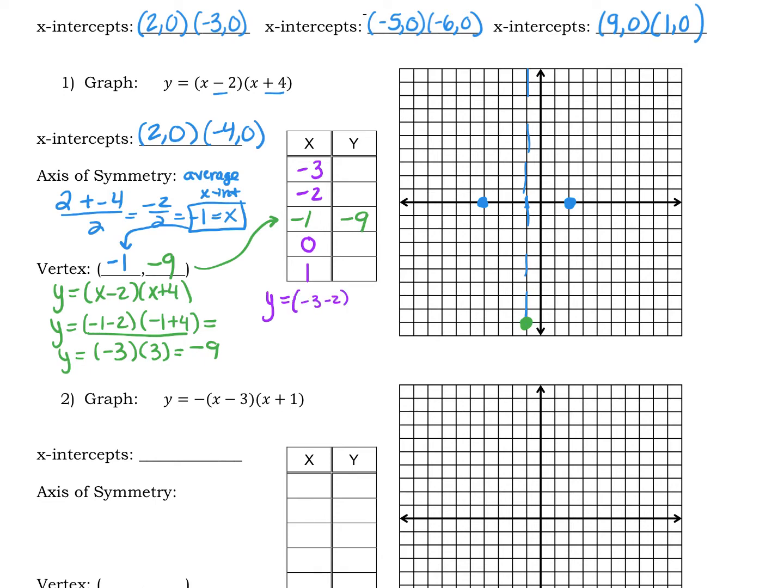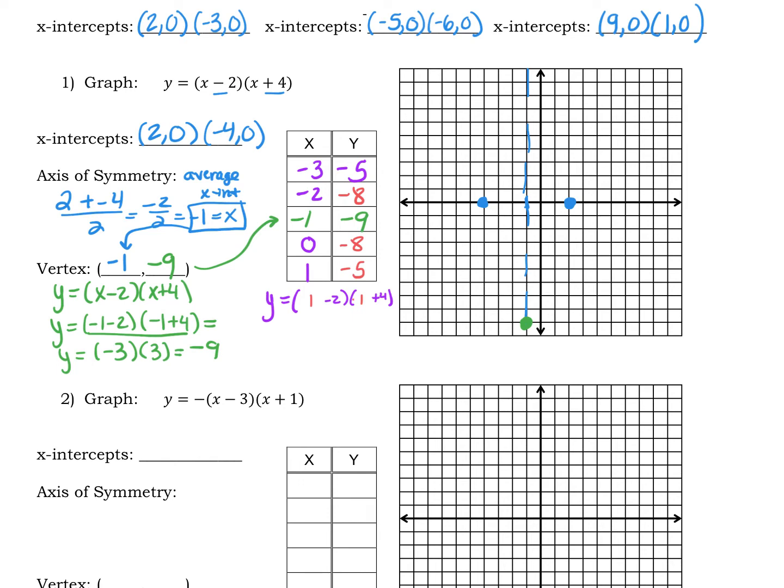So I'm going to plug in negative 3 first, and I'll get negative 5 times 1, so negative 5. Then instead of negative 3, I'm going to plug in negative 2. So I'll get negative 4 times 2, which is negative 8. Then I need to plug in 0. And I'll get negative 2 times 4, which is negative 8. Then the last number I'm going to plug in is 1. And I'm going to get negative 1 times 5, so negative 5.